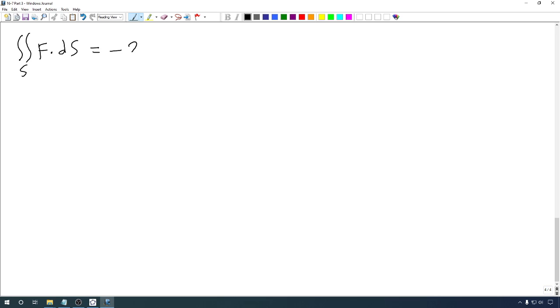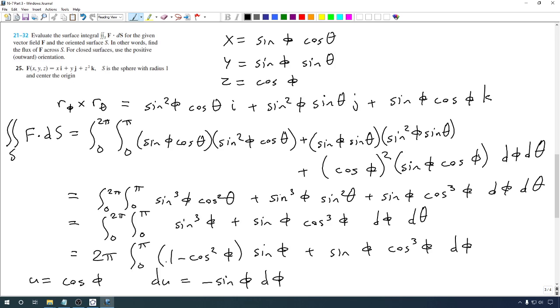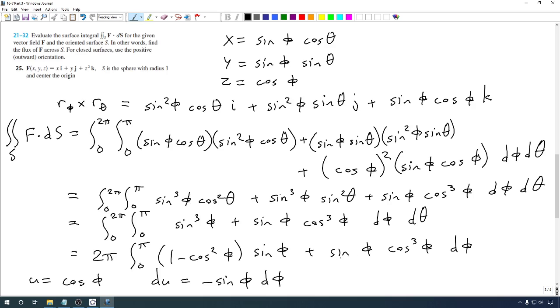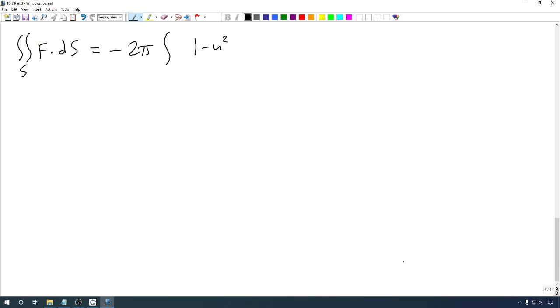So we have a negative, we have that 2 pi, we have the integral. Now remember what we have here, we have 1 minus cosine squared, but cosine is turning into a u, so we end up with a 1 minus u squared. And then we have plus just cosine cubed is a u cubed. So our integrand is very nice now.